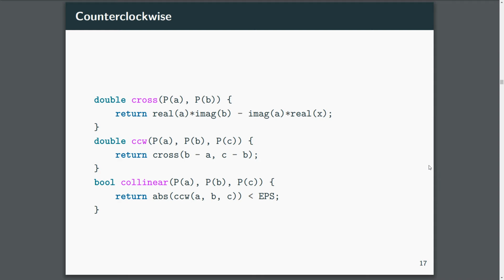So we can use the cross product to calculate the area of the triangle and whether the angle formed is counterclockwise or clockwise. And we can also check if 3 points are collinear.